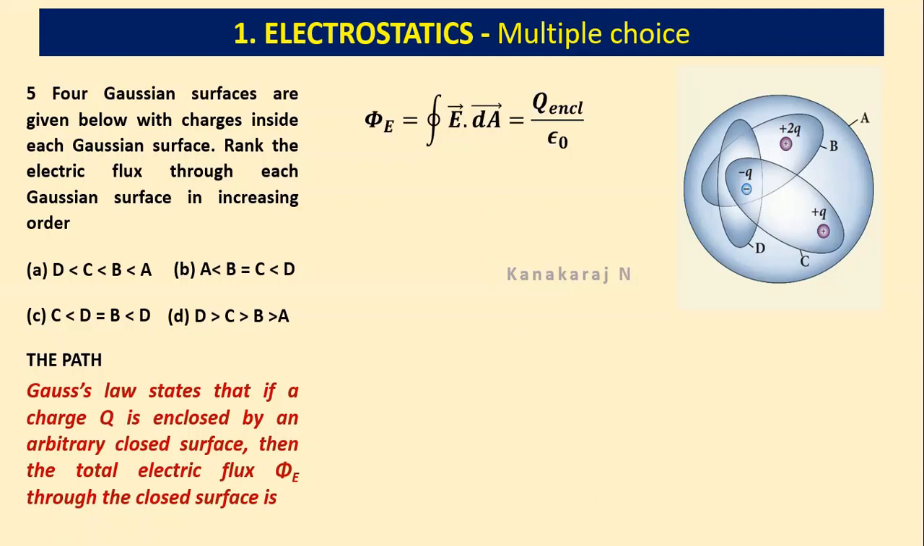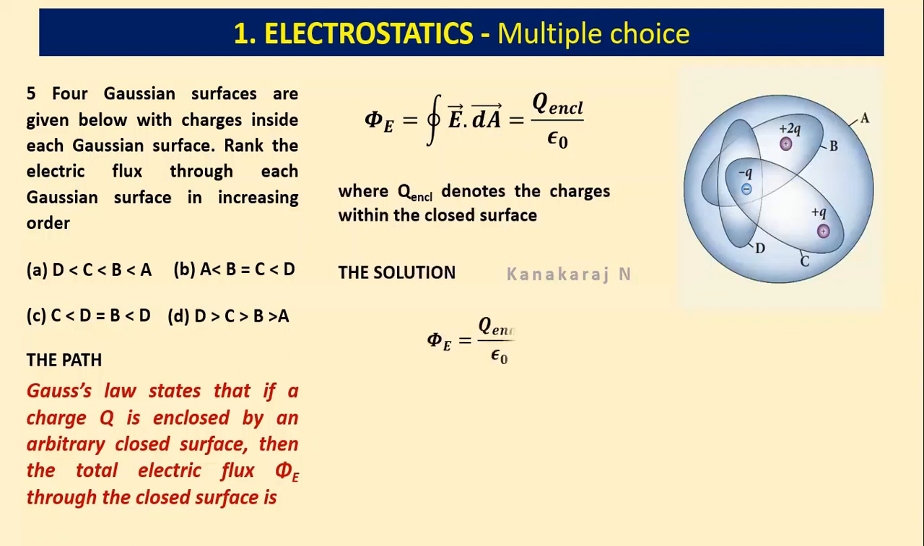Gauss law states that if a charge Q is enclosed by an arbitrary closed surface, then the total electric flux phi E through the closed surface is phi E equals the closed surface integral of E vector dot dA vector, equals Q enclosed by epsilon naught. So this is what we are going to use in our solution. We simplify the equation to phi E equals Q enclosed by epsilon naught.